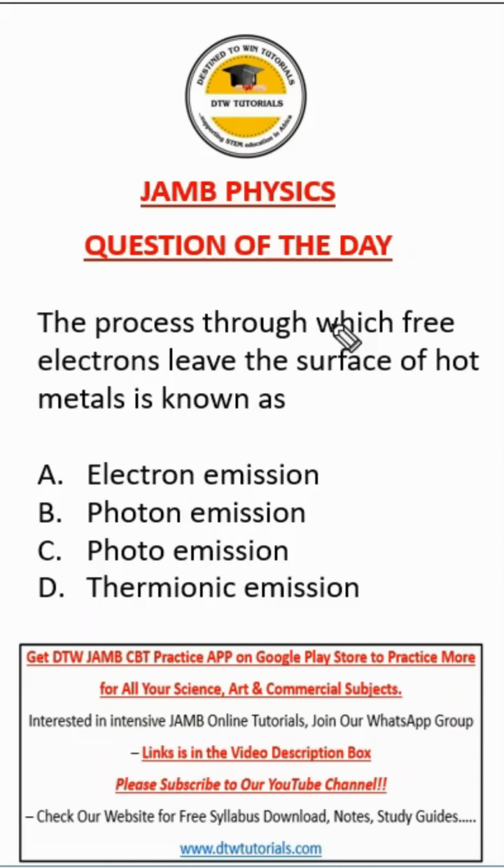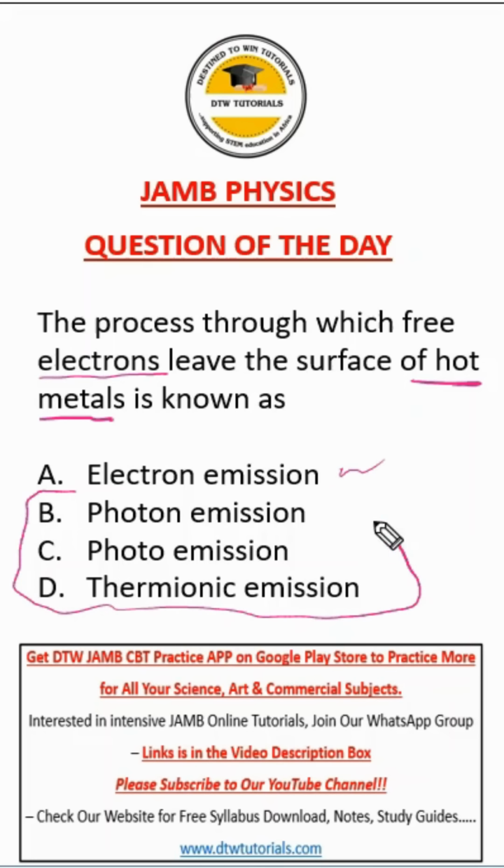You will get this JAMB physics question. It says the process through which free electrons leave the surface of hot metals is known as... Now, A says electron emission. I know most people will just go for electron emission. No, no, no, because you see free electrons. Electron emission is a term that embodies all of these; these are all types of electron emission.